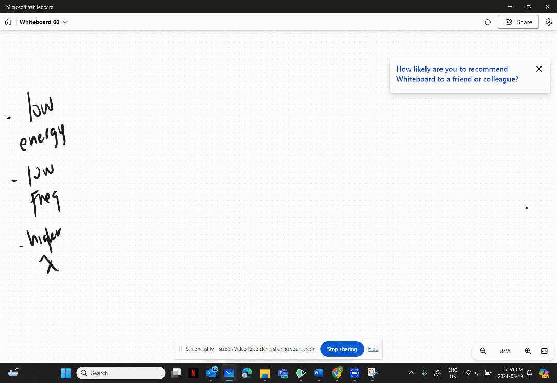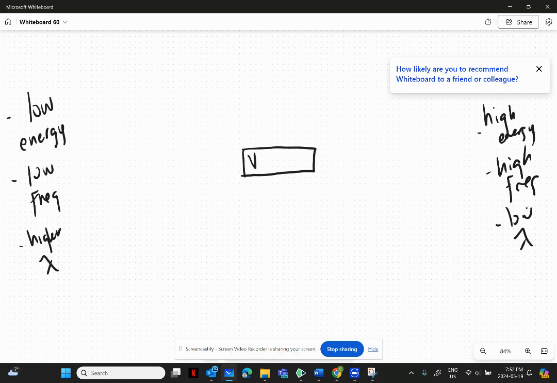Then over here, high energy, high frequency, and then low wavelength, or shorter wavelength. And then what I would do is I'd put in the middle here my visible.